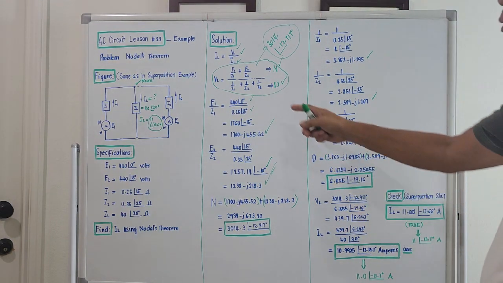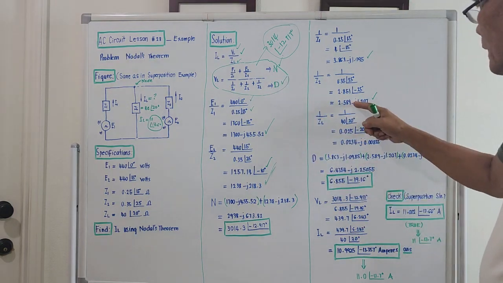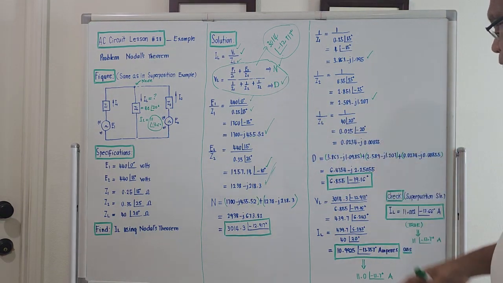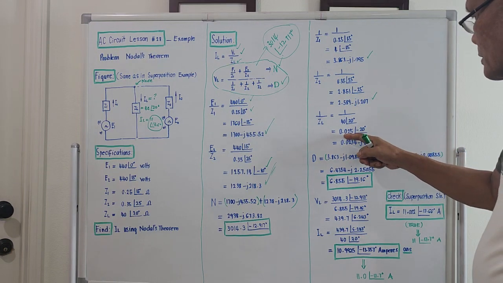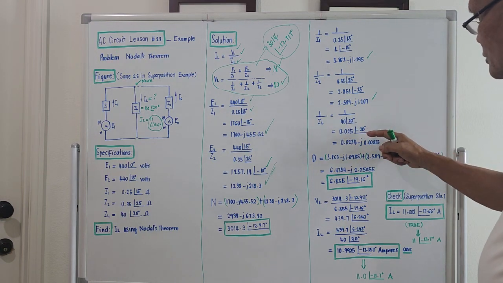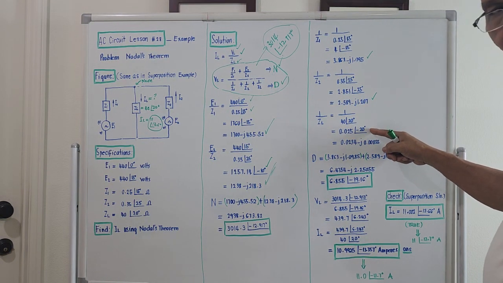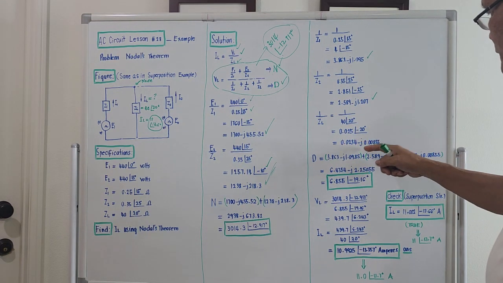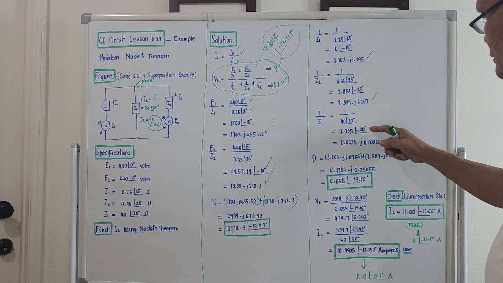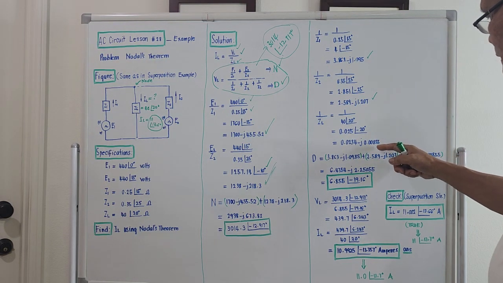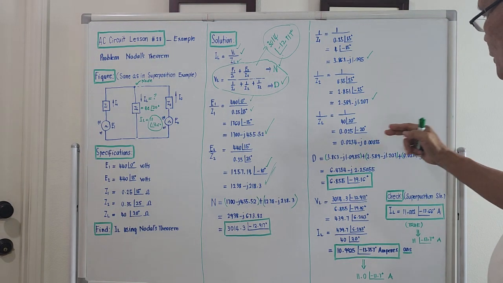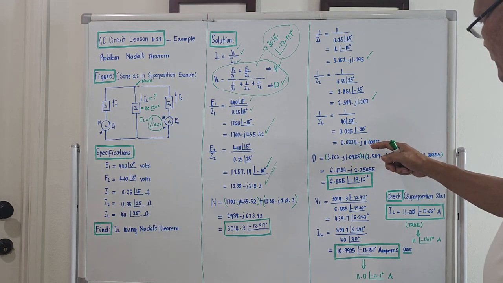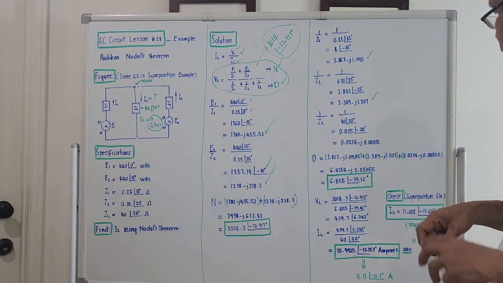The last part, 1 over CL, is 1 over 40 angle 20 degrees. 1 over 40 is 0.025. We raise this up, so this should be negative 20 degrees. Converting this to rectangular, it should be 0.234 minus j. This is less than 45 degrees, so the value of the imaginary part should be a small value. Minus j0.855.